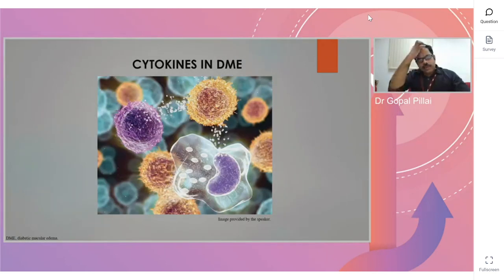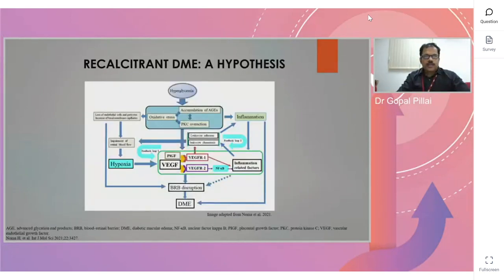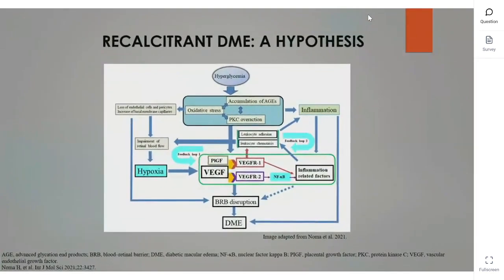So, Dr. Rajiv had talked to us about the cytokines in DME, and this is a hypothesis where hyperglycemia causes accumulation of the advanced glycation products, oxidative stress, and PKC overaction, which would actually cause increase of inflammation, and that would again cause VEGF and PIGF. And on the other side, cause loss of endothelial cells, pericytes, impairment of blood flow, hypoxia, both of which increase the VEGF receptors and the blood retinal barrier breakdown to form the diabetic macular edema.